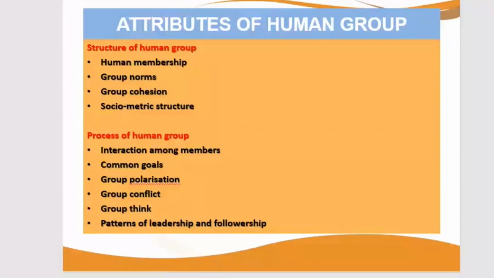Then we have what? Social identity. Social identity theory suggests that an individual's self-concept, how you see yourself, has two components: personal identity and social identity.